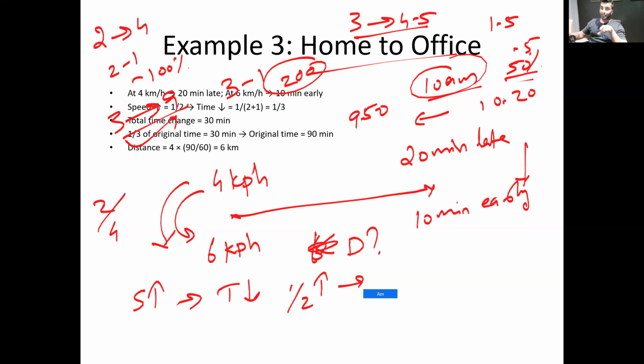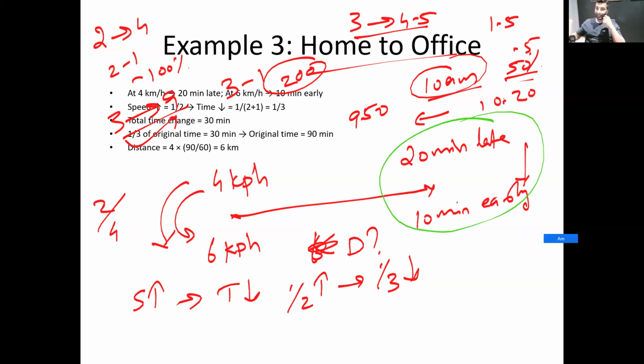What will be the decrease? 1 by 2 plus 1, which is 1 by 3. Decrease should be there. So speed increased from 4 to 6, which is 1 by 2. Time will reduce. It should be 1 by 3. Now, do you know what this 1 by 3 decrease is all about? That is what is given here. Guys, look at this.